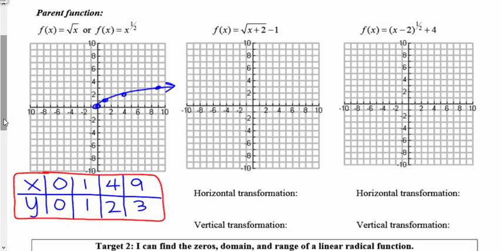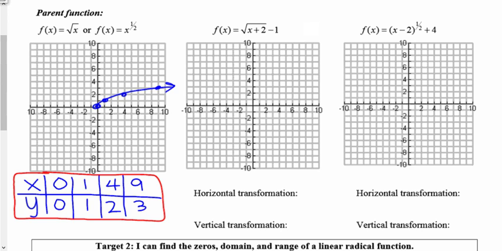All right, so making transformations. As we go to the second example, it says f of x equals the square root of x plus 2 inside the radical, and then we have a minus 1 on the outside. So getting into transformations, something very important to note is that everything inside the radical affects our x values. Everything outside of the radical affects our y values.